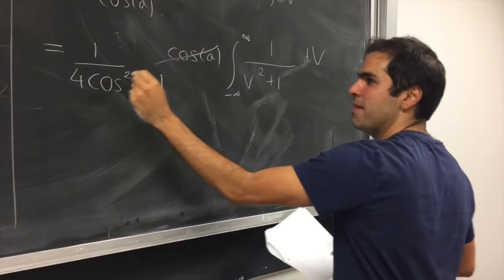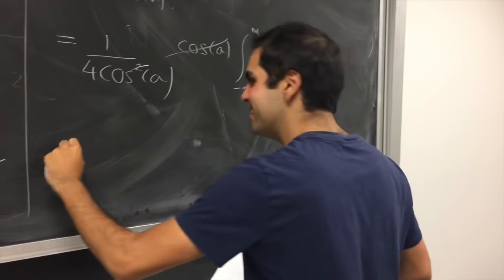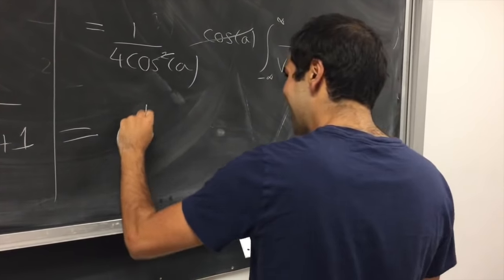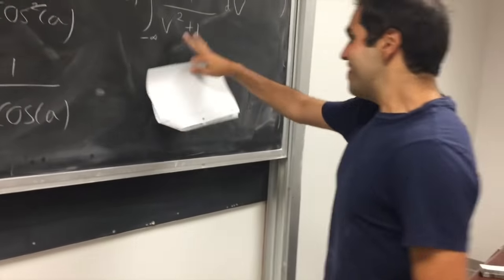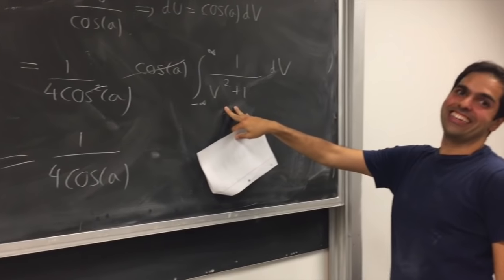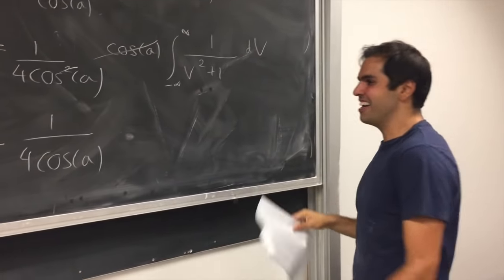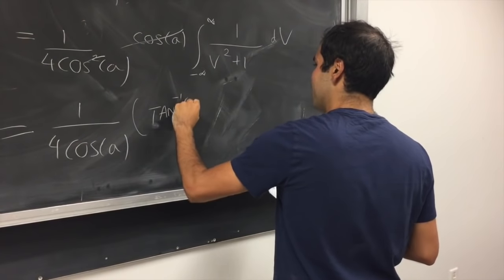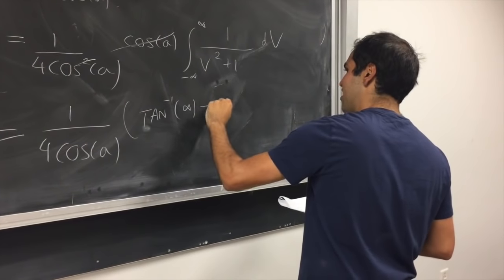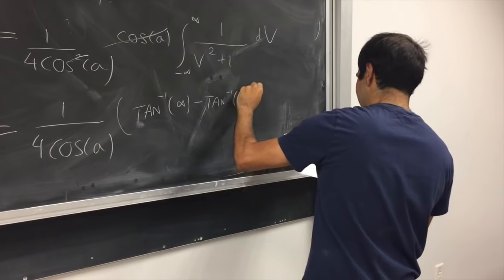And then we get 1 over 4 cosine of a. This thing, we know what this is. It's our good friend arctangent. So this becomes arctangent of infinity minus arctangent of minus infinity.